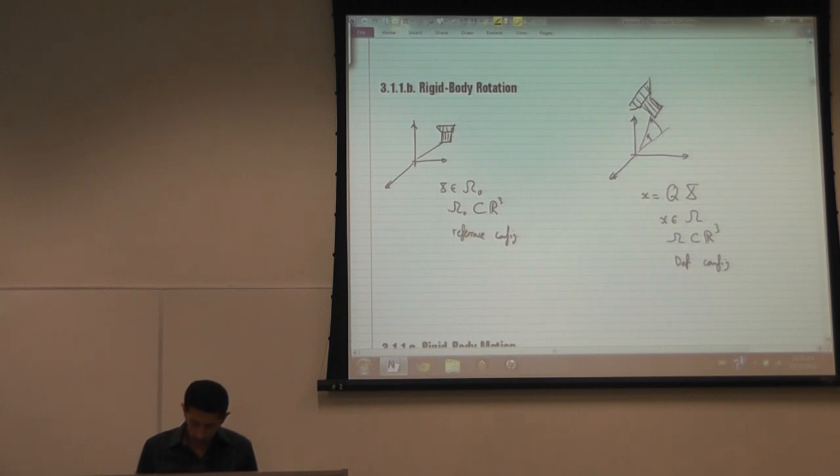In this case, the new position x is equal to Qx. Q is a matrix, a rotation matrix, and x is a vector. So the displacement, which is a vector, is equal to the new position minus the old position. The new position is Qx minus x, which is equal to (Q minus I) multiplied by x.